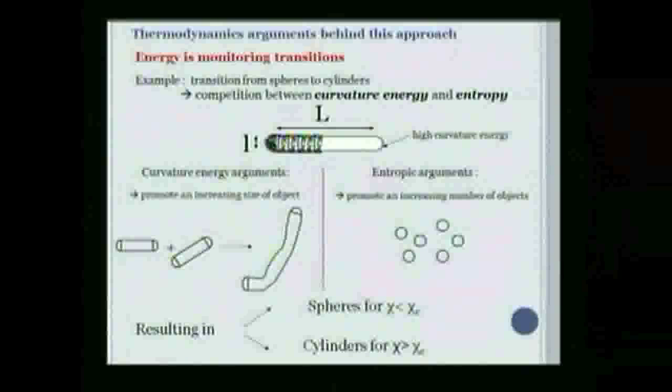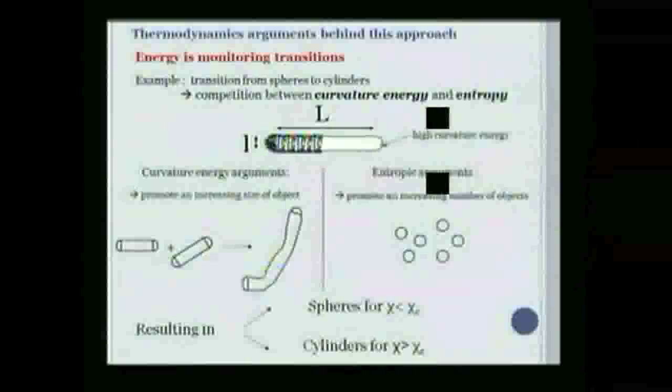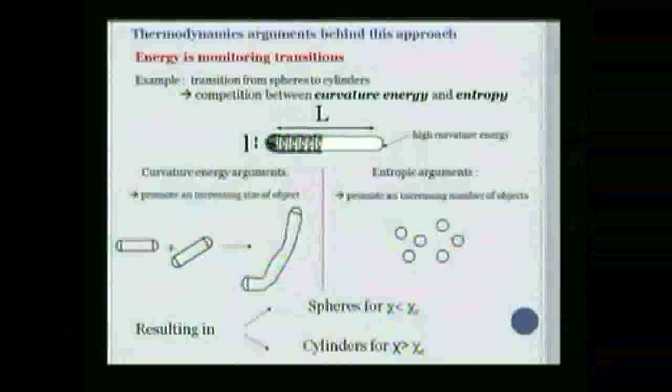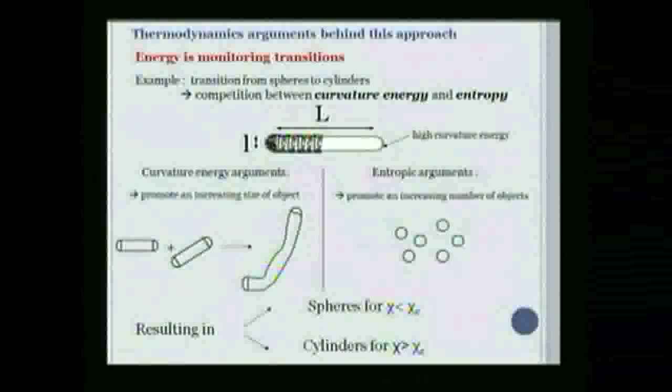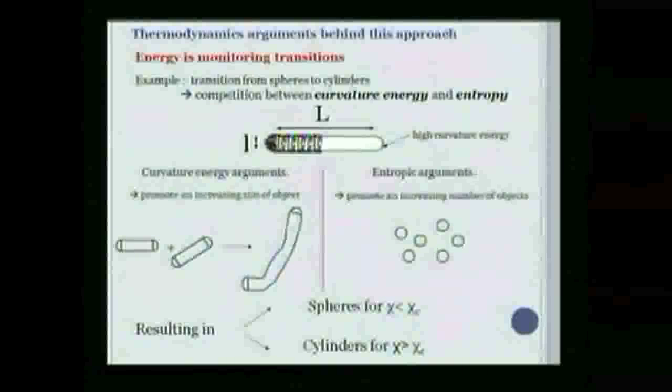So finally, this results in a compromise between the two arguments. Typically, you will have spheres for chi smaller than a critical chi. Chi can be anything in the diagram: concentration, temperature, any thermodynamical parameter. But you will have a chi C, a critical thermodynamical parameter, below which you have spheres, but above which it's too costly to keep spheres, and then you will have cylinders, but not infinite cylinders, a finite number of cylinders.